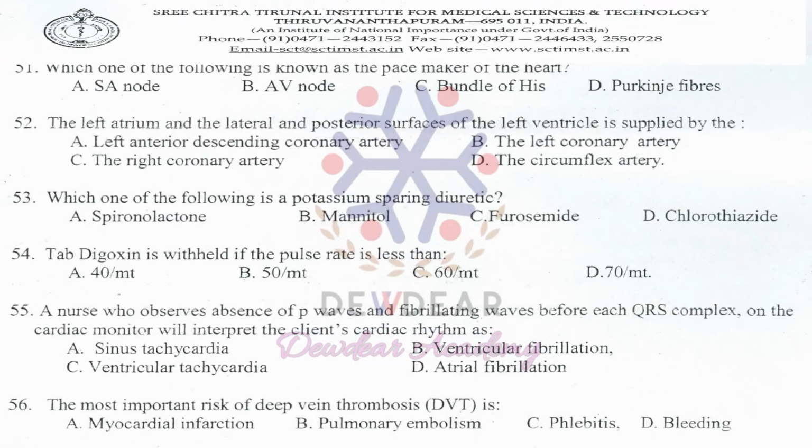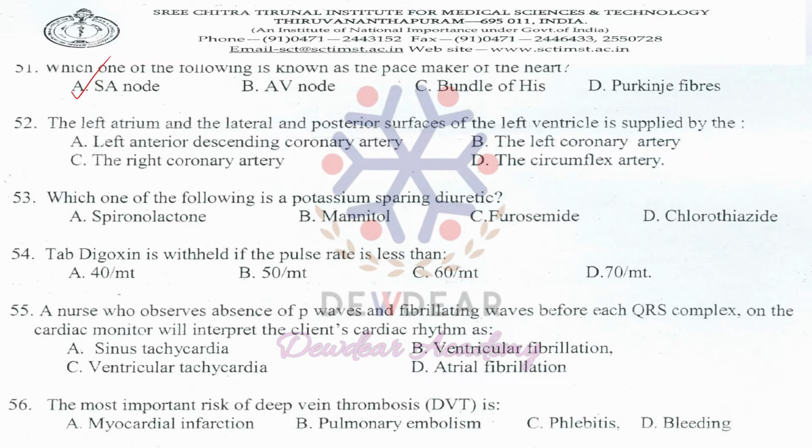Next question. Which one of the following is known as the pacemaker of the heart? Options are SA node, AV node, bundle of His, Purkinje fibers. So the answer is SA node. SA node is known as the pacemaker of the heart.